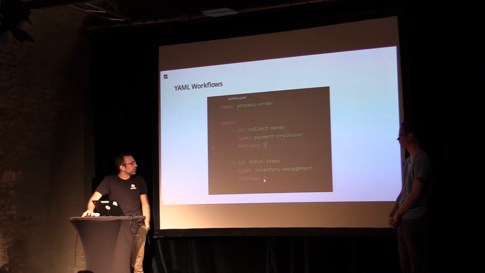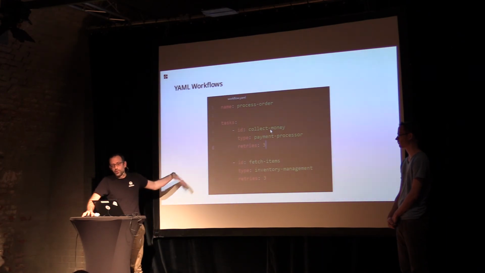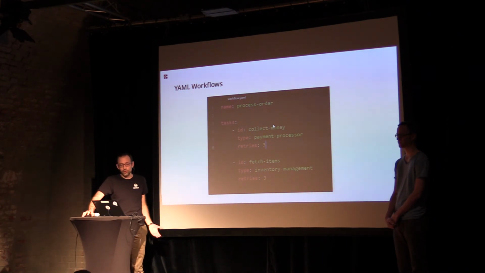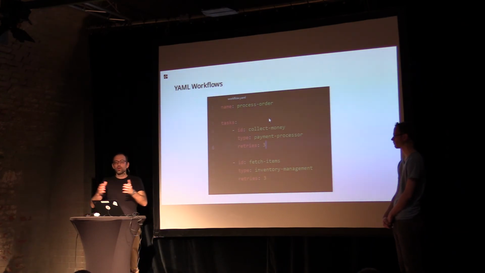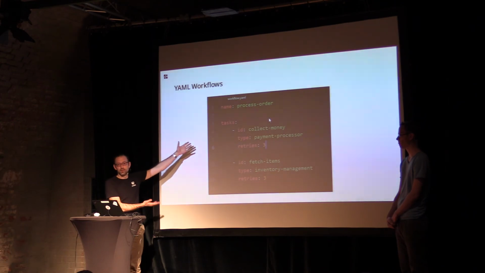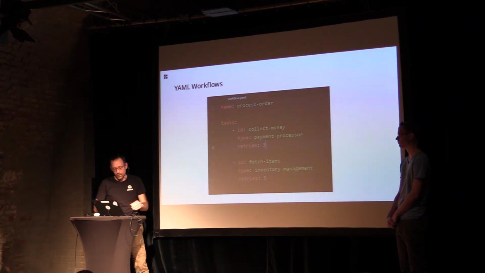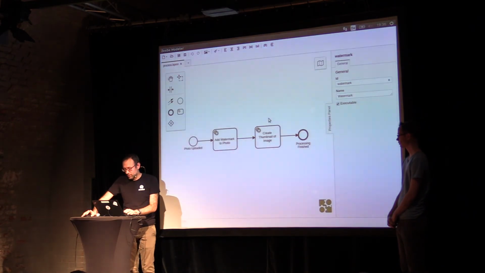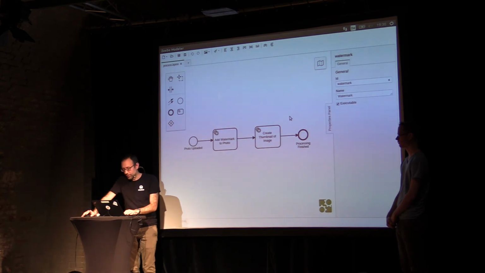This has 3 retries, and this one as well. So with the simple YAML file, I can also write up those workflows. Of course, if I have 20 steps and more complex routing logic between them, then this is going to be really hard to deal with, and then I would go for a more graphical way of representing it.